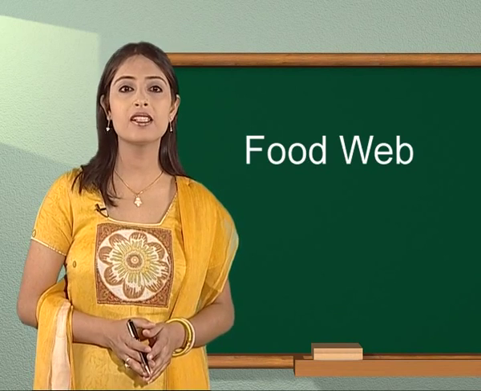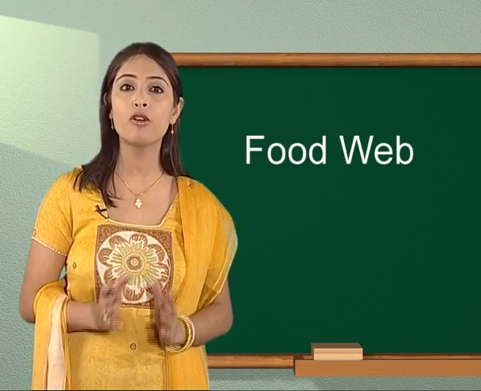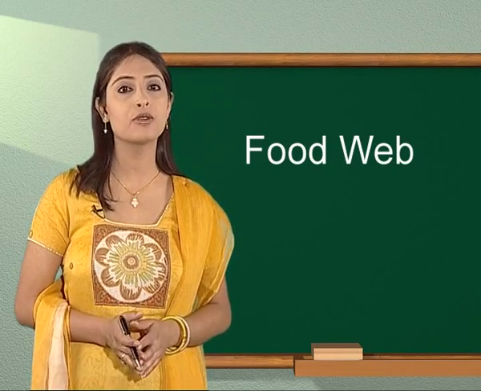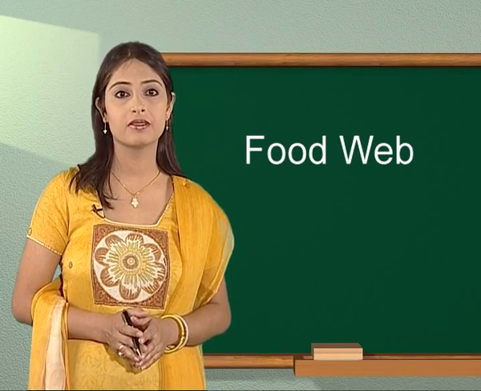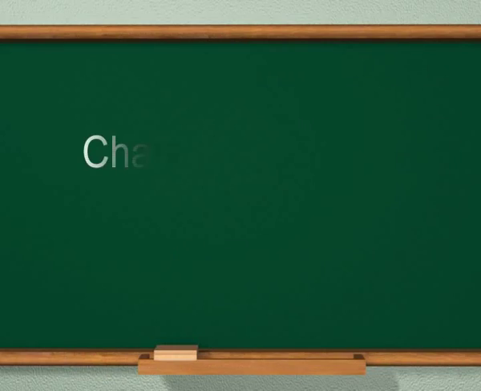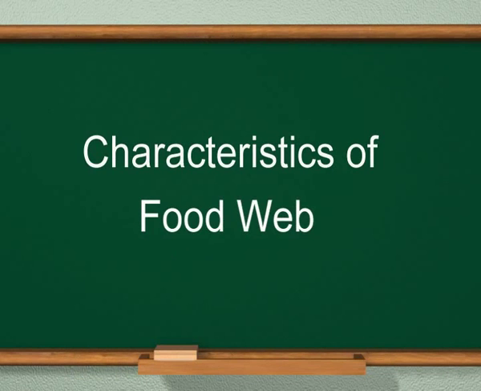I hope now it is clear that when two or more food chains are interlinked with each other, it is known as a food web. Now let us discuss the characteristics of the food web.